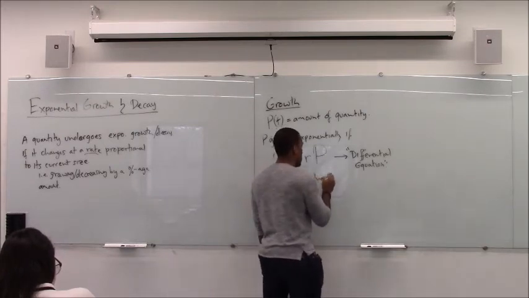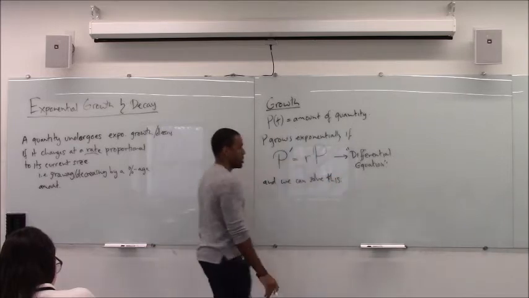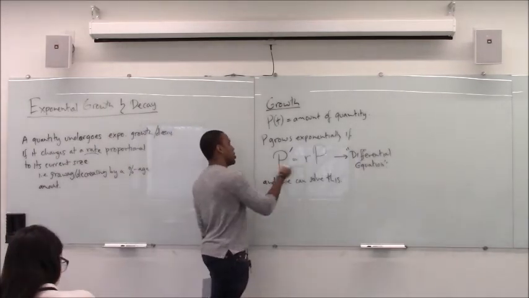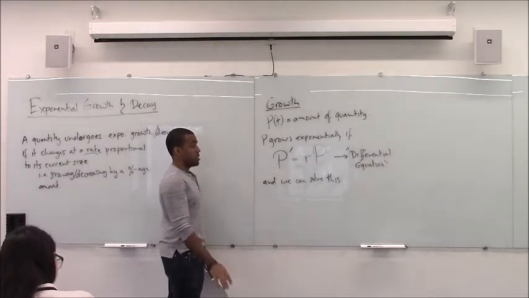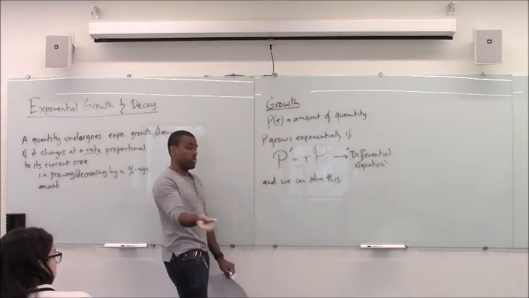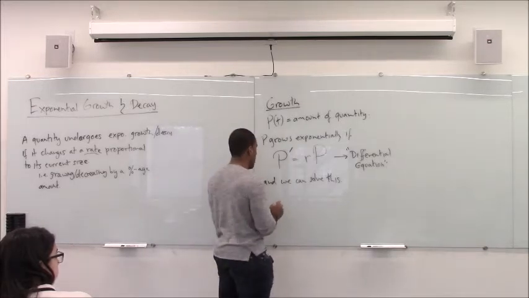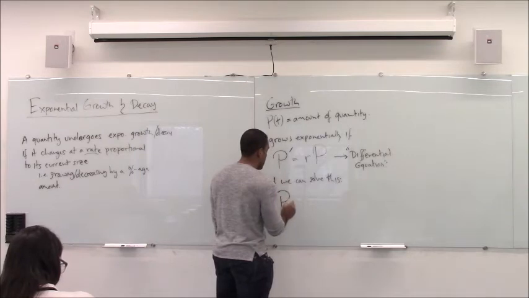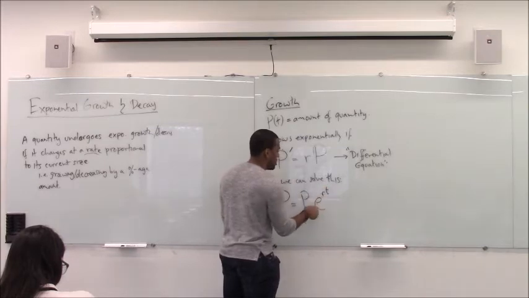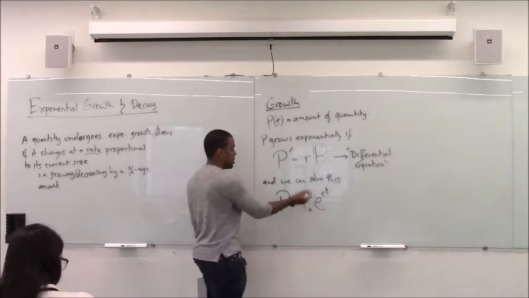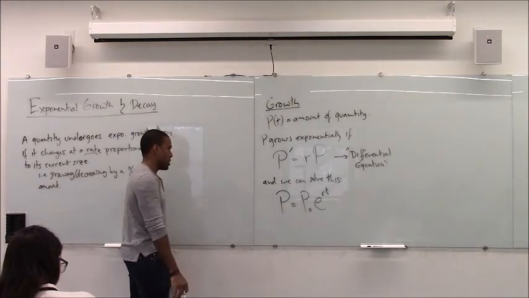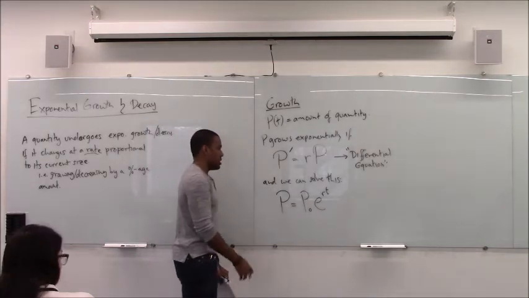Now at this point we don't know how to solve this. You would solve it using integration, which is something that we learn towards the end of the semester, but you could solve the differential equation. By solving the differential equation, that just means rewriting the equation so that there are no derivatives, because I don't want to have derivatives in it. So we can solve this to get that P is equal to P naught e to the RT. So e is the usual number e that we're used to. P naught is the initial value of the substance or quantity or whatever you're measuring. And that is the equation.